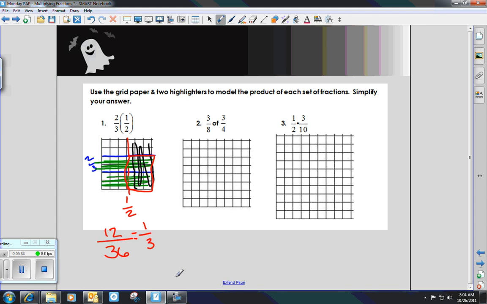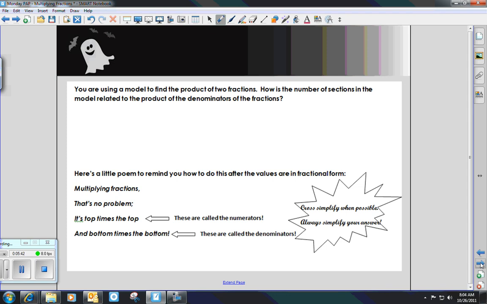All right, so you're going to try number 2 and number 3 for the modeling on that. Now, mathematically, when we're multiplying fractions, all we're doing is multiplying the numerators together and multiplying the denominators together, and then simplifying the answer. We can also cross-simplify when possible.